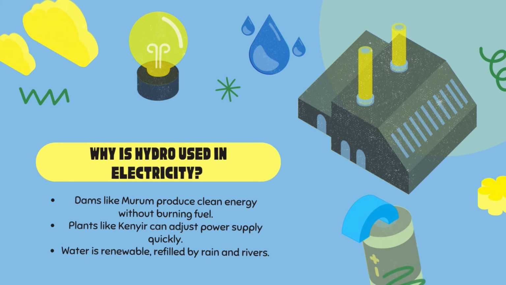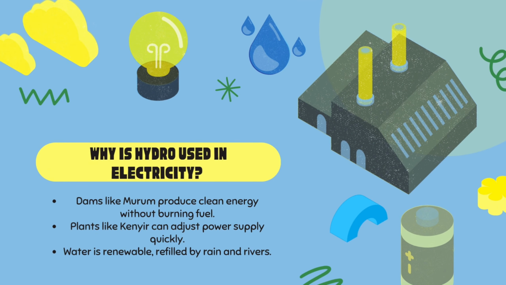Why is hydro used in electricity? Dams like Murum produce clean energy without burning fuel. Next, plants like Kenyir can adjust power supply quickly. Lastly, water is renewable, refilled by rain and rivers.